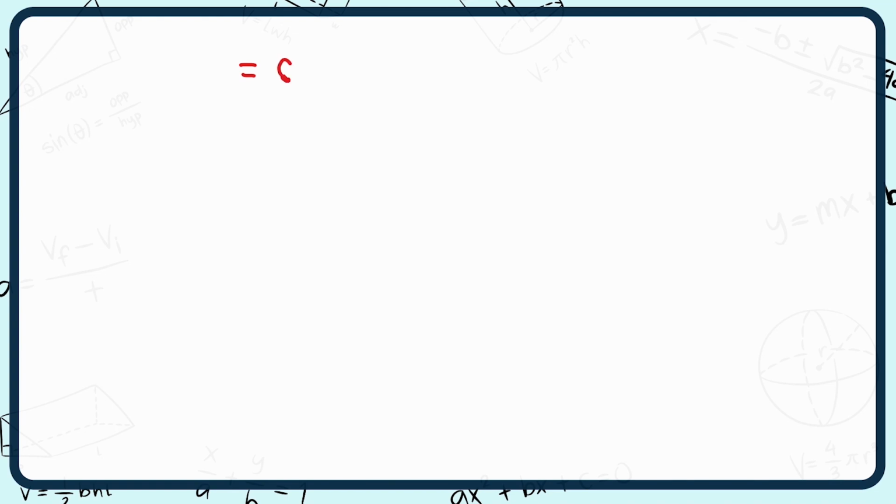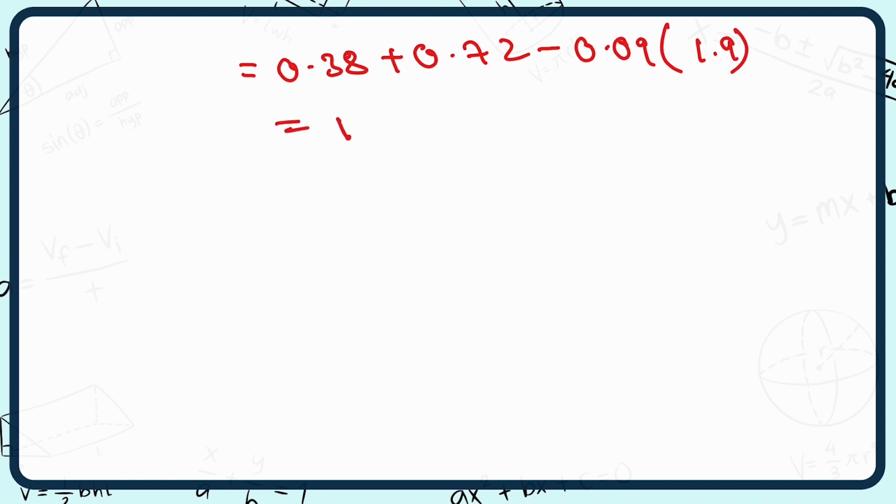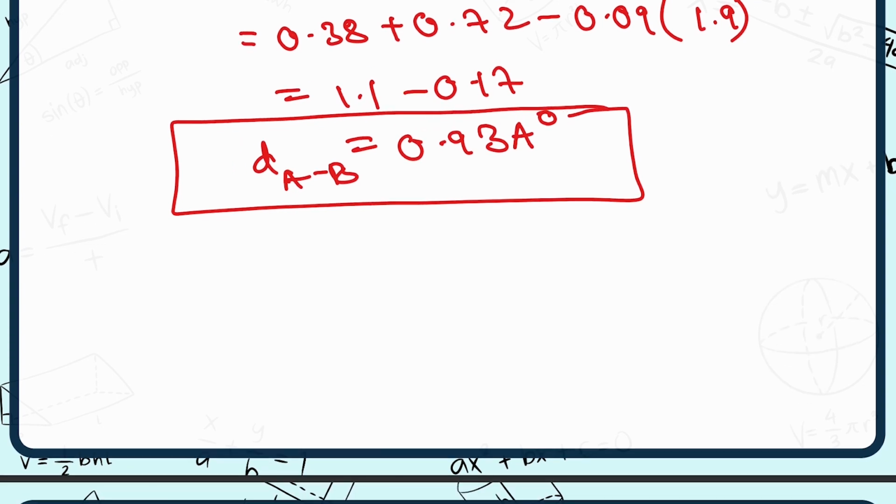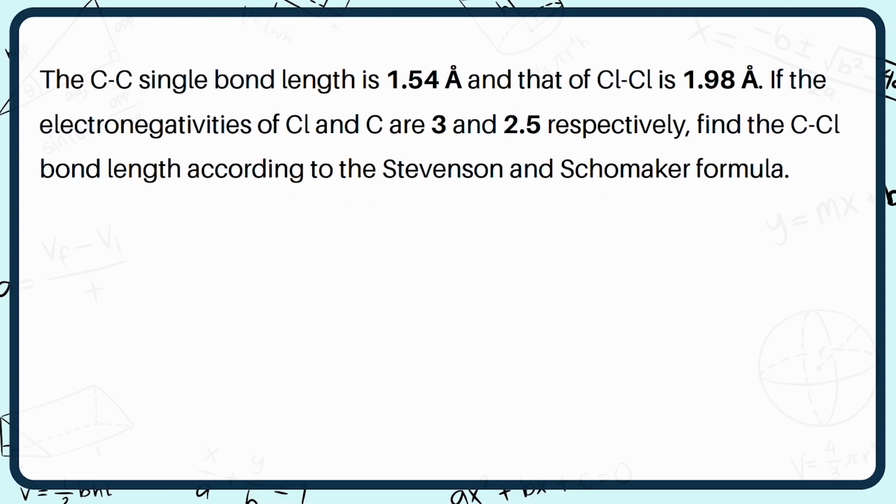Okay. So D of AB is what? R of A is 0.38 angstrom, R of B is 0.72 angstrom, minus 0.09. The difference of electronegativity will be what? It will be 3. So it will become 1.1 minus 0.27 equals 0.93 angstrom. This is the question. Got it? Simply put the value in the formula and you will get it. Okay, let's move on to the next question.